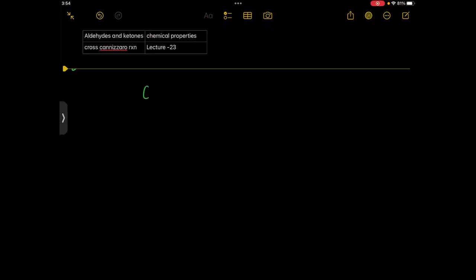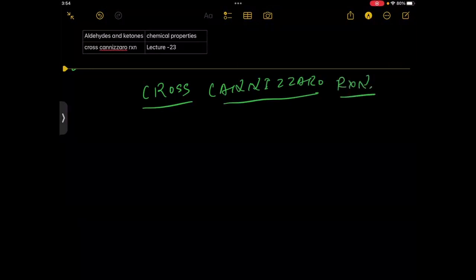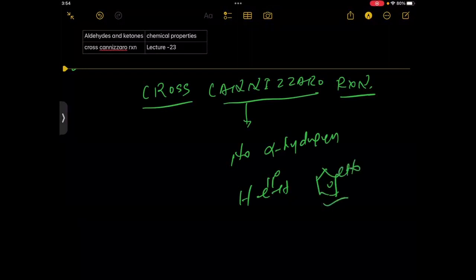See, here is the cross Cannizzaro reactions. Cannizzaro means what? Those compounds which do not have alpha hydrogens, no alpha hydrogens, like formaldehyde, like benzaldehyde. So these compounds undergo the Cannizzaro reaction.